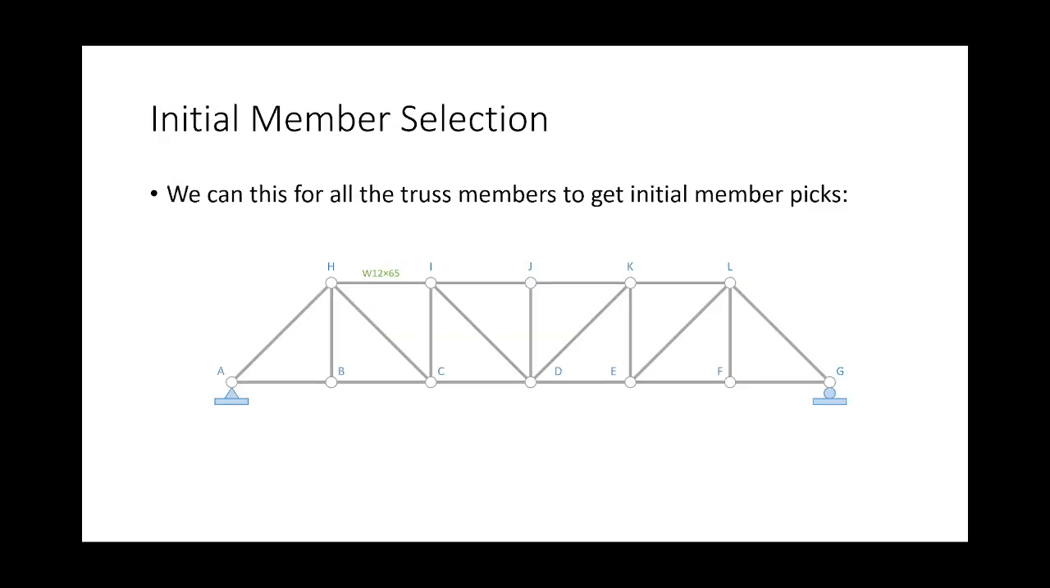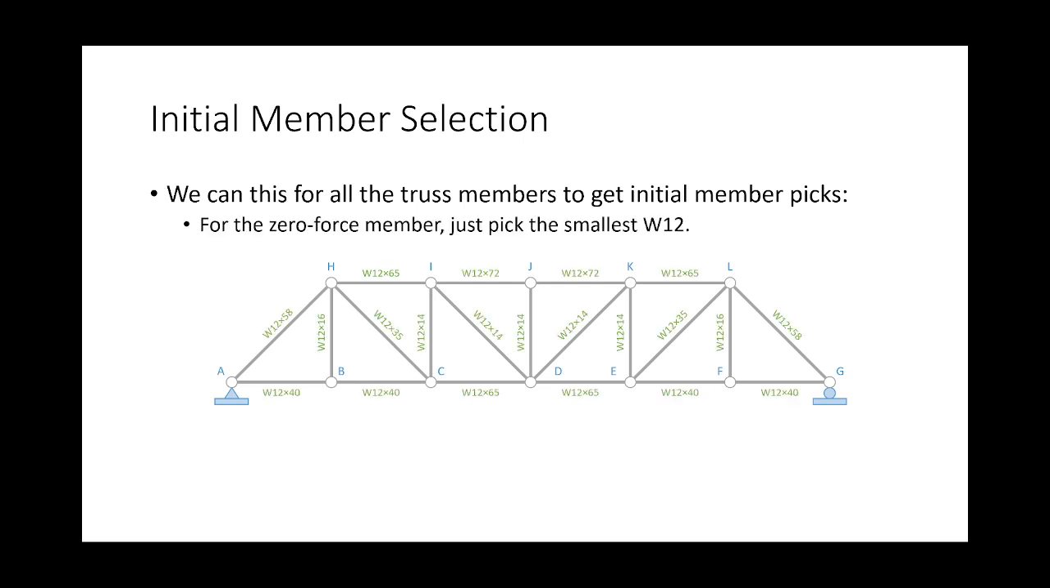So I propose, look at this truss here. Here's member W12 by 65, and now here's member W12 by 65, just do it for all of them. Boom, there's your truss. Remember how I said there was a zero force member? What do I do for the zero force member? I just pick the smallest one. The smallest one is the W12 by 14. With me so far?